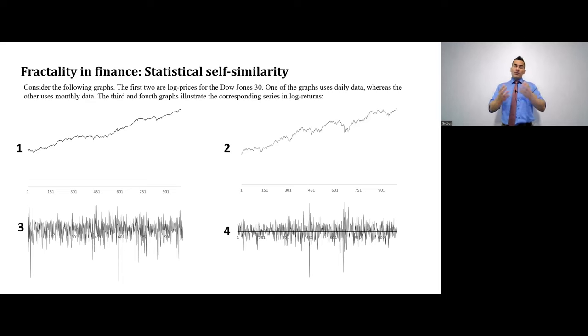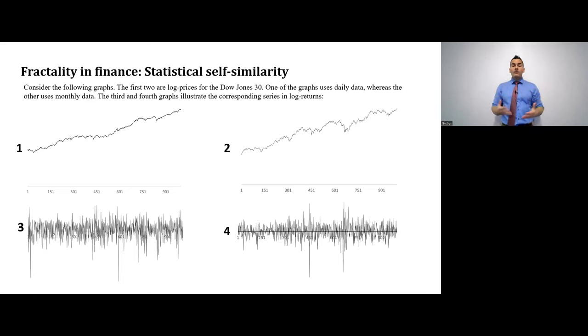By intention, I did not reveal the y-axis, so I did not reveal the scale of the data, only the pattern. And if you just watch these graphs, you obviously cannot distinguish between what is daily data and what is monthly data. The same is true for the return series. If you watch the return series 3 and 4, you see the same pattern. It is the same pattern. You see some outliers there every now and then, and the same evolution.